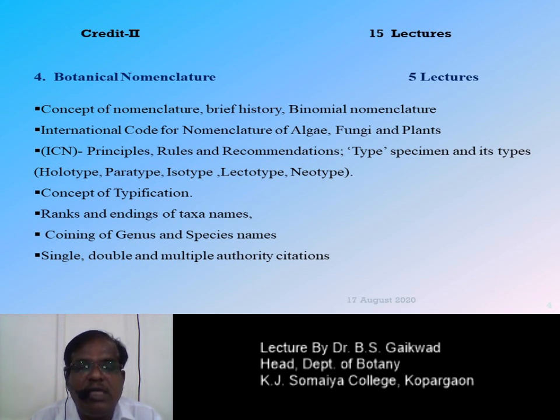And then the next point is that the authority is very important. Authority means what? When plants are named by genus and then species, that is, the first name is the generic name in the binomial nomenclature. The first name is the generic name, the second name is the specific name or specific epithet, and it is followed by the authority.